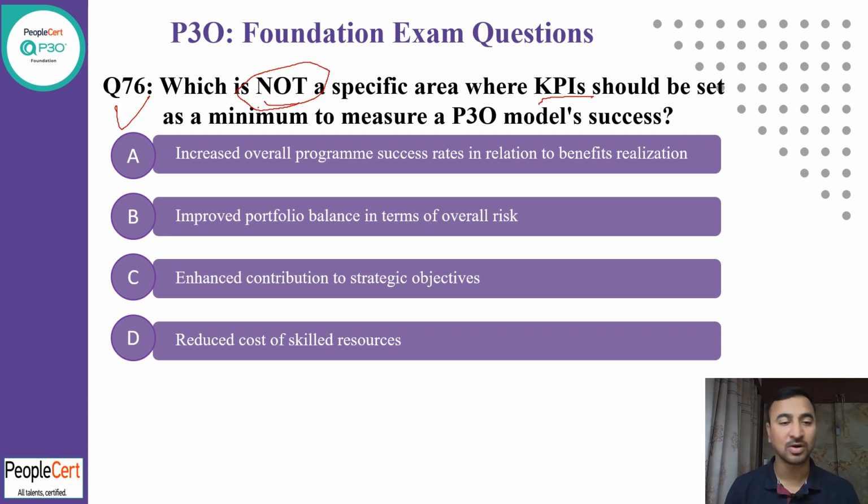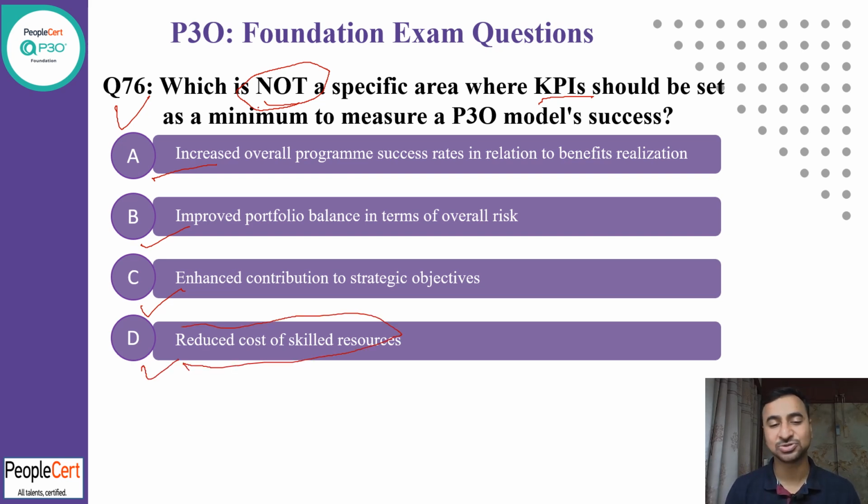Let's go through the available options. Option A says increase the overall program success rate in relation to benefit realization. Yes, that is a KPI. Improve the portfolio balance in terms of overall risk. Yes, that should also be a KPI. Enhance the contribution to strategic objectives. Yes, that may be.